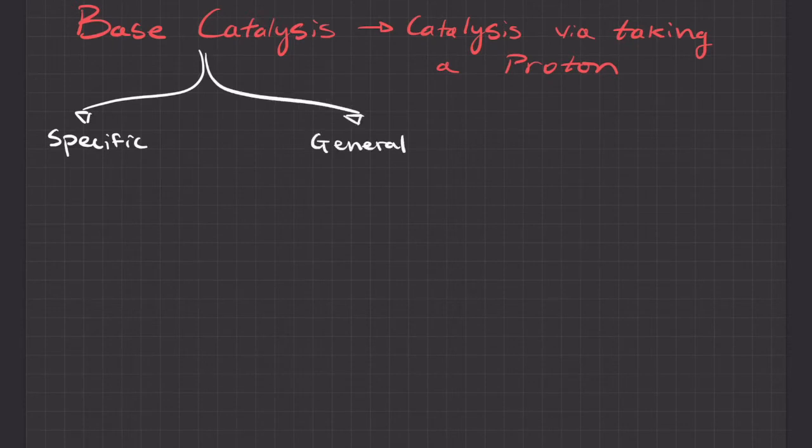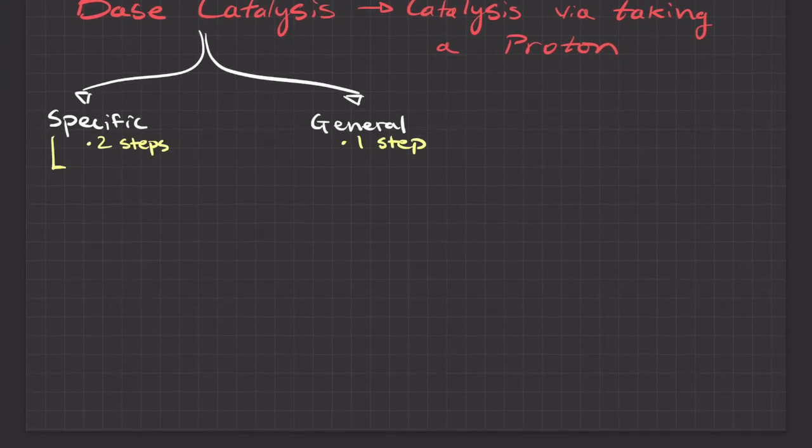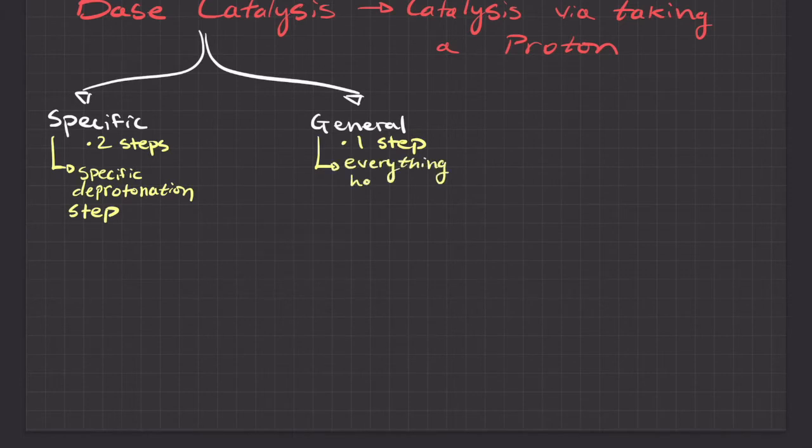Now, base catalysis, like acid catalysis, is also separated into specific and general. In fact, it means the same thing. Specific is two steps long, whereas general is one step long. And specific has its own specific deprotonating step. In general, everything's happening at once, just like everything was for acid catalysis. Okay, so it's very, very similar. If you can do one, you can do the other.